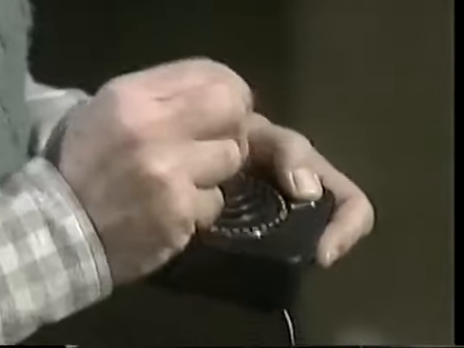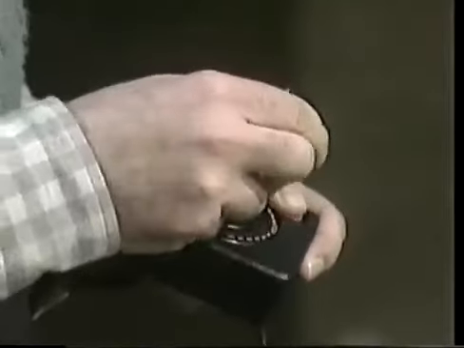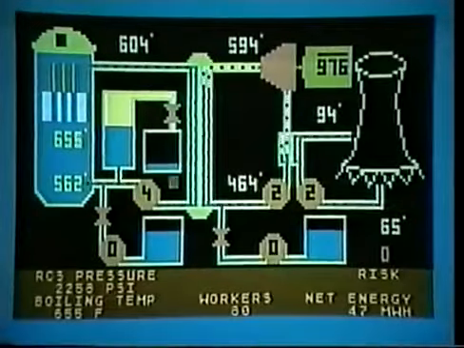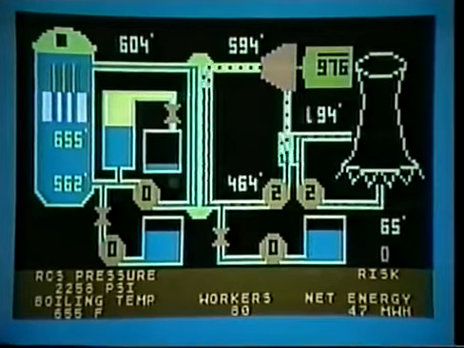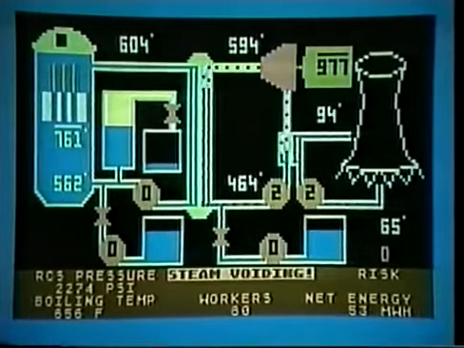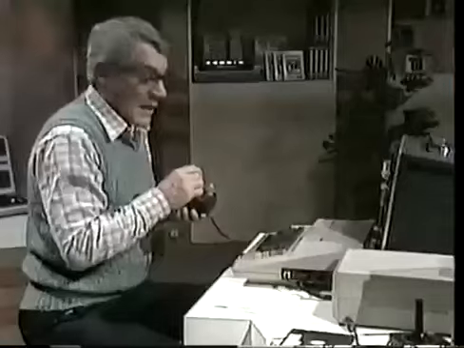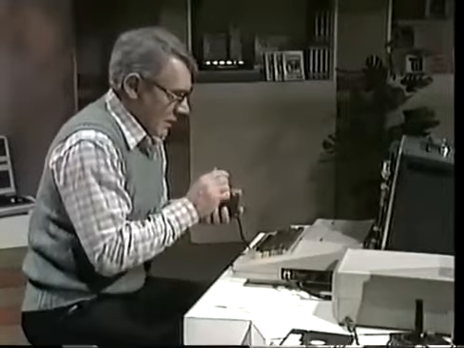By holding the orange button down and moving the joystick up or down, you can open or close the valves and pumps. This is a very good simulation, but it's also very complicated. Man, we have trouble already. Okay.